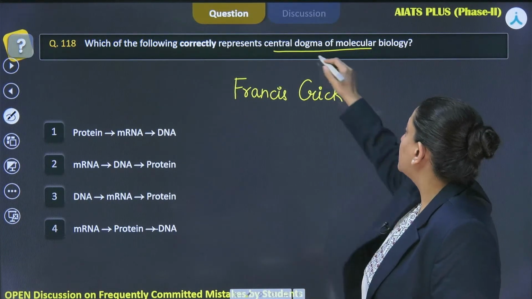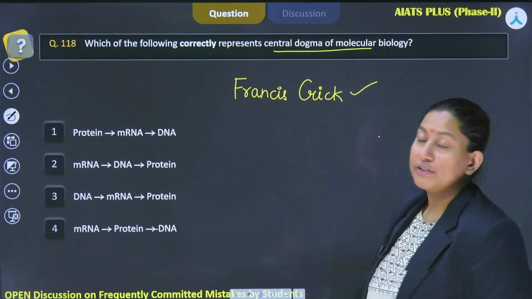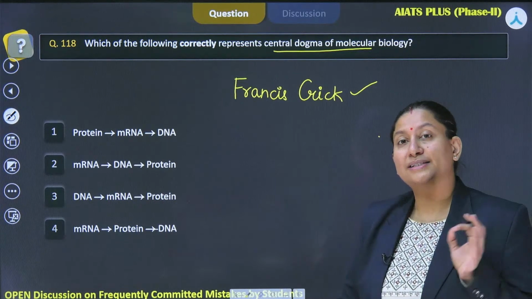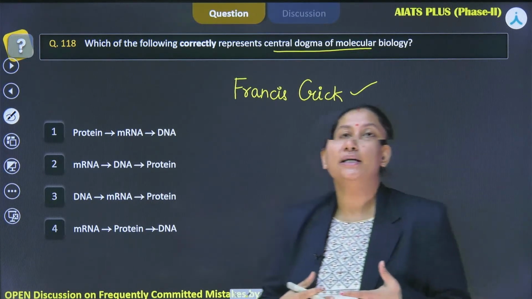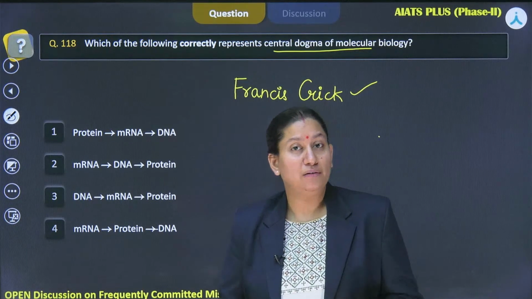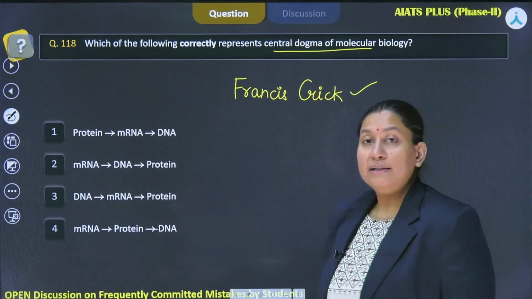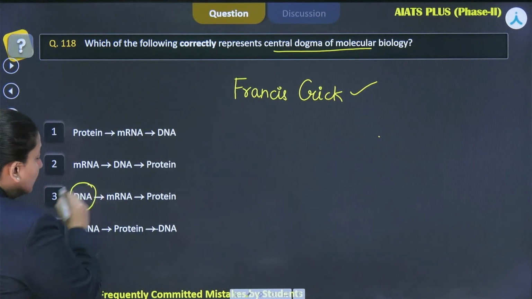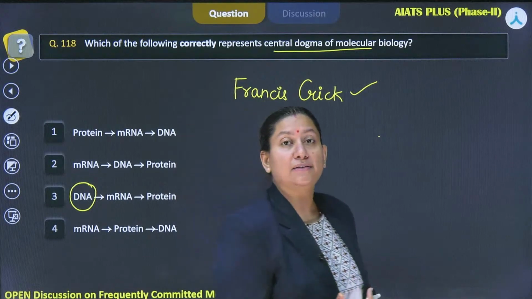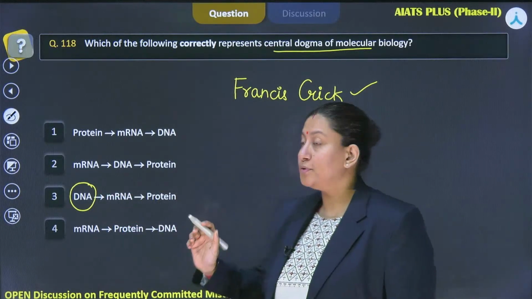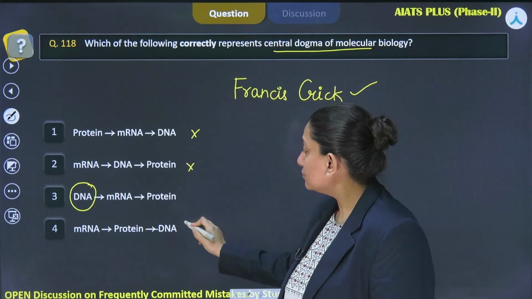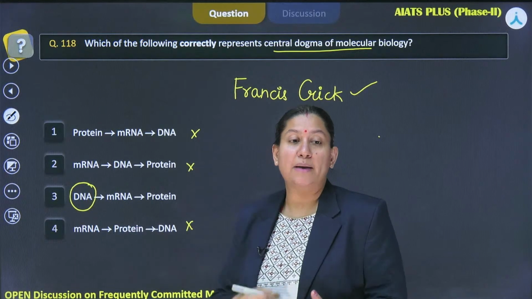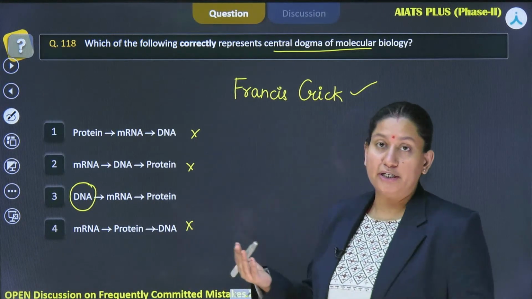So Francis Crick proposed this central dogma of molecular biology, and this dogma starts with the genetic material which is present in almost all cellular organisms, that is DNA. So it always starts with DNA. As option number 3 starts with DNA, that is the reason we are going to choose this option, and we can rule out all others, right? Then DNA is going to convert itself into mRNA, and then further into protein.